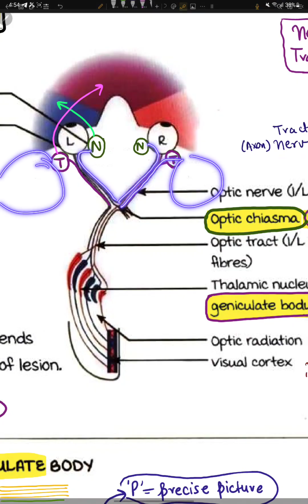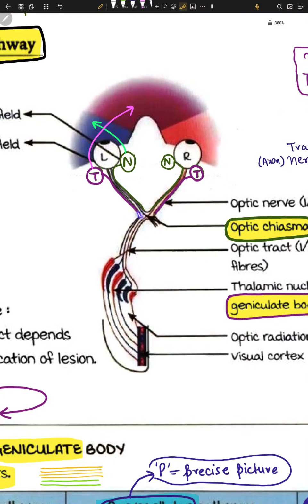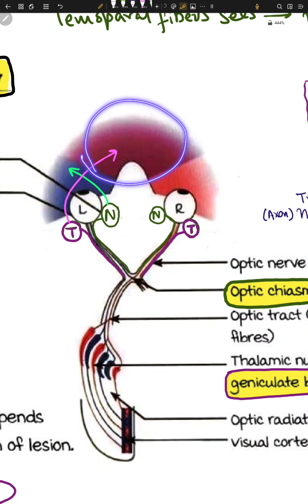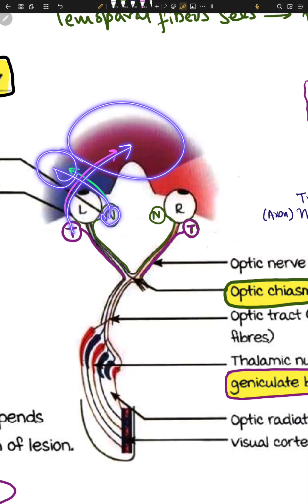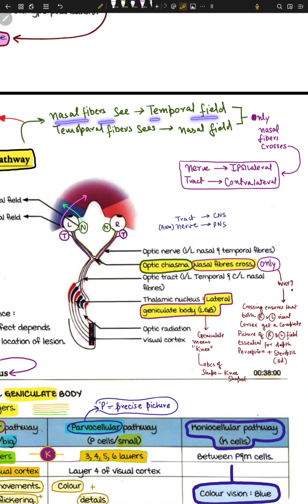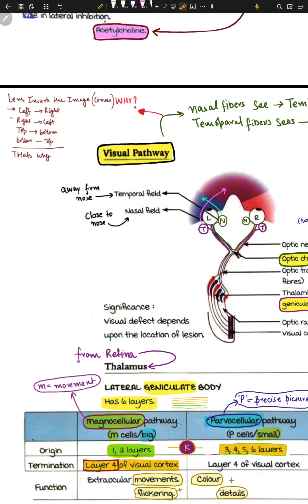This is your ear, right? So these are temporal fibers. Okay, so the thing is that temporal fibers see the nasal field, and your nasal fibers see your temporal field. The temporal watch for the nasal field and the nasal watch for the temporal field. Now, why has God done that? Nasal fibers see temporal, temporal sees nasal. Why has God done that?